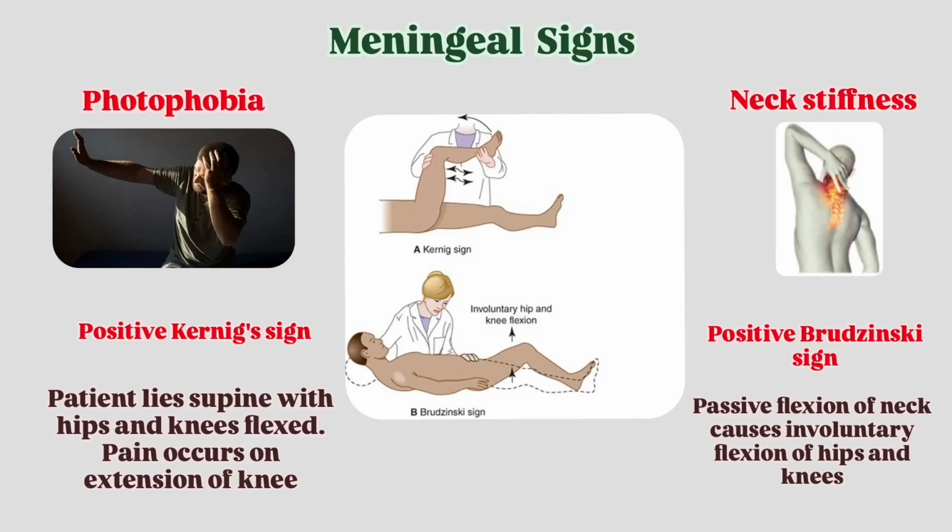Then in subarachnoid hemorrhage, blood will also irritate the meninges, which leads to meningeal signs. So this will lead to nuchal rigidity and neck stiffness, then photophobia or aversion to light, then positive Kernig sign and positive Brudzinski sign. In positive Kernig sign, the patient lies supine with the hips and knees flexed. On extension of the knee, pain will occur. That is positive Kernig sign. In Brudzinski sign, passive flexion of the neck causes involuntary flexion of the hips and knees. So these are characteristic of meningeal signs.